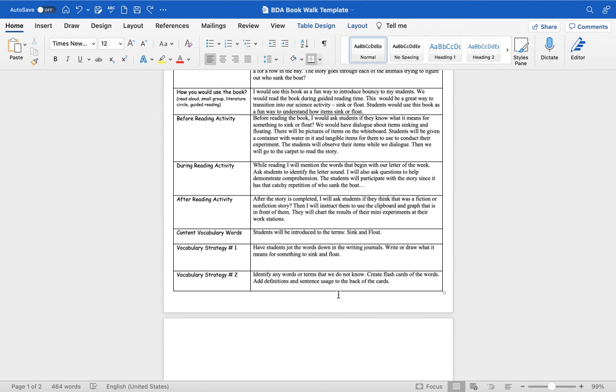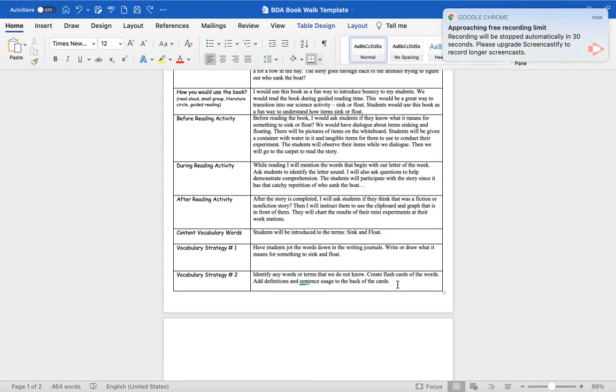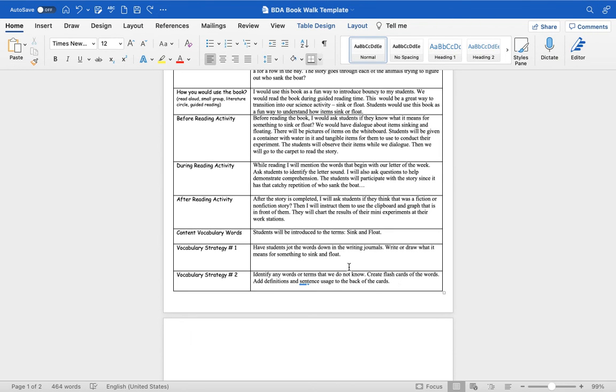Then we'll go through and identify any words or terms that we did not know besides just sink and float. Create flashcards of those words. Go back and show them how we can add definitions and sentence usage to the back of those cards.